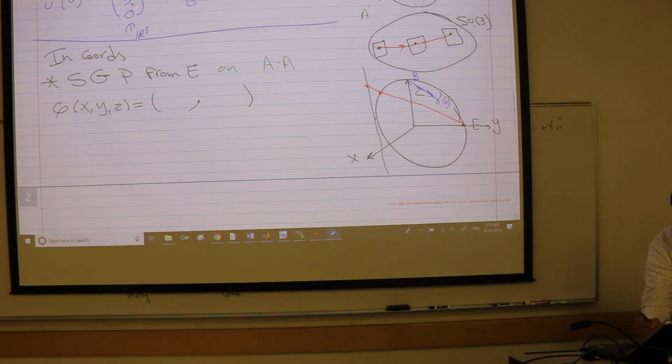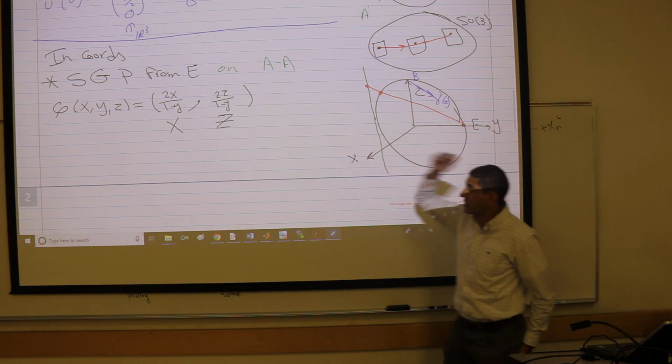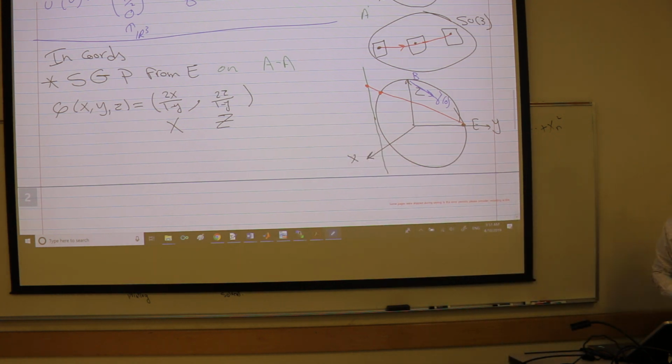So if you go and try to derive this stereographic projection like I did last time, nothing fancy at all, you will find the x and z, so this is like large X and large Z. I guess, if I remember correctly, this is 2x over 1 minus y, this is 2z over 1 minus y. Okay? So, very similar to what I did last time. So, this is the coordinate chart.